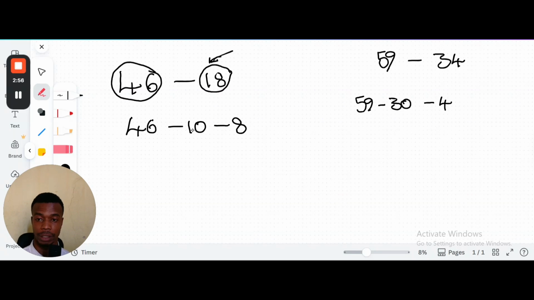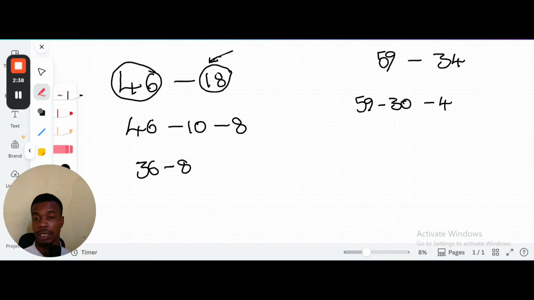46 minus 10. You're not subtracting the ones, you're subtracting the tens. Now, 4 tens minus 1 ten is 3 tens. The ones remain the same because you're not subtracting the ones. So 46 minus 10 becomes 36. Now you have 36 minus 8.